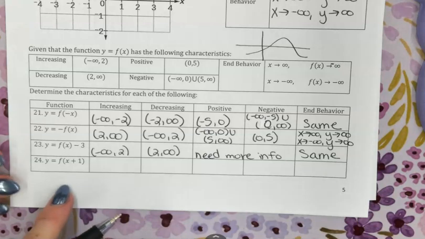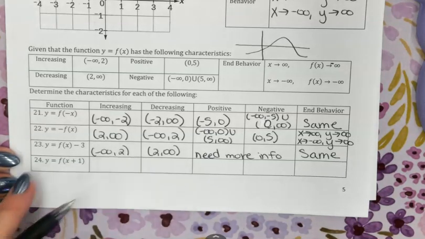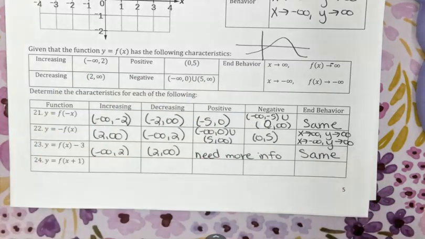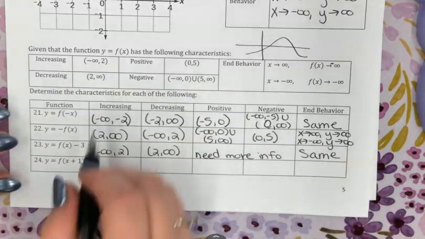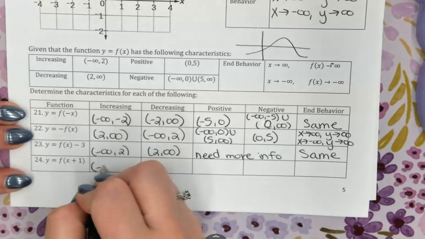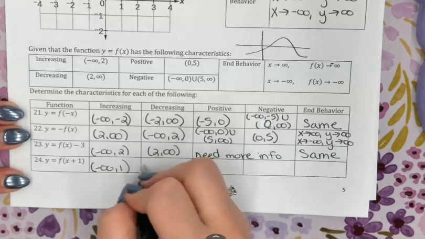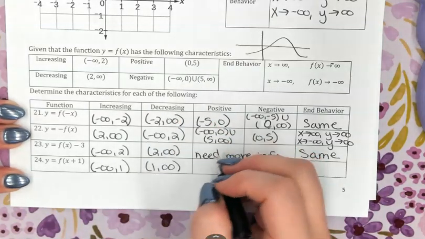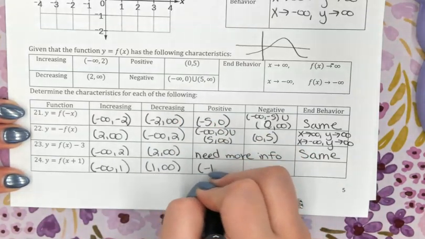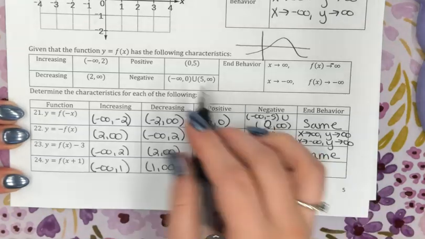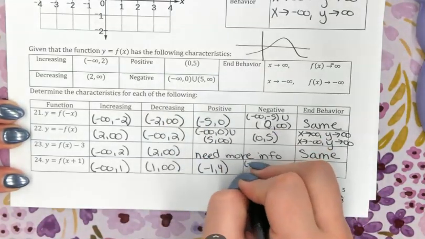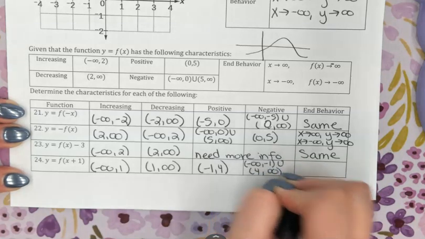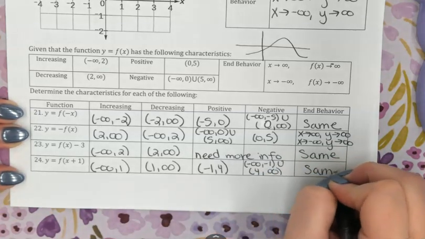And then the last thing I'm going to look at is if I'm shifting to the left one. So this is going to change all of my x boundaries, decreasing by 1. So I'm going to be increasing from negative infinity to 1 and then decreasing from 1 to infinity. My positive interval is now going to be from negative 1 to 4. And my negative interval will now be from negative infinity to negative 1, and then from 4 to positive infinity, and my end behavior does not change.